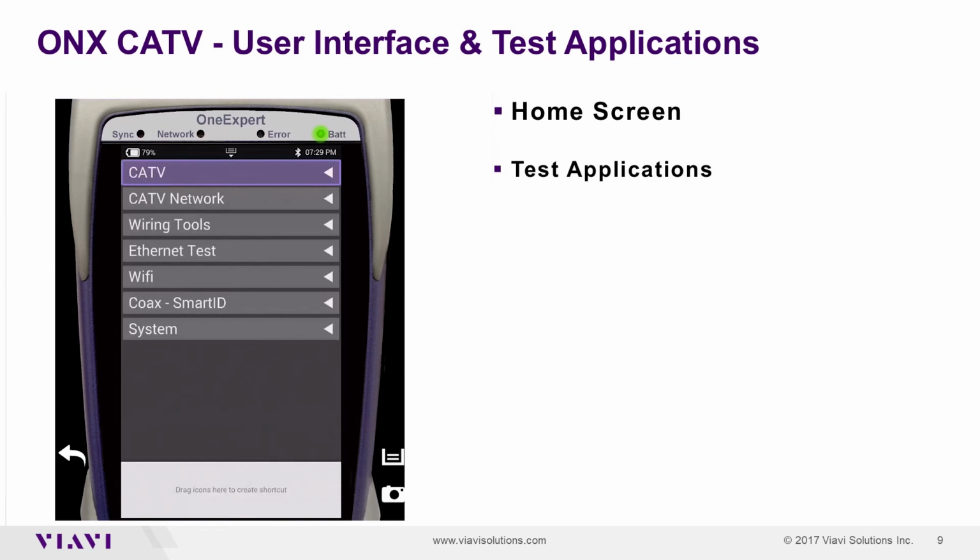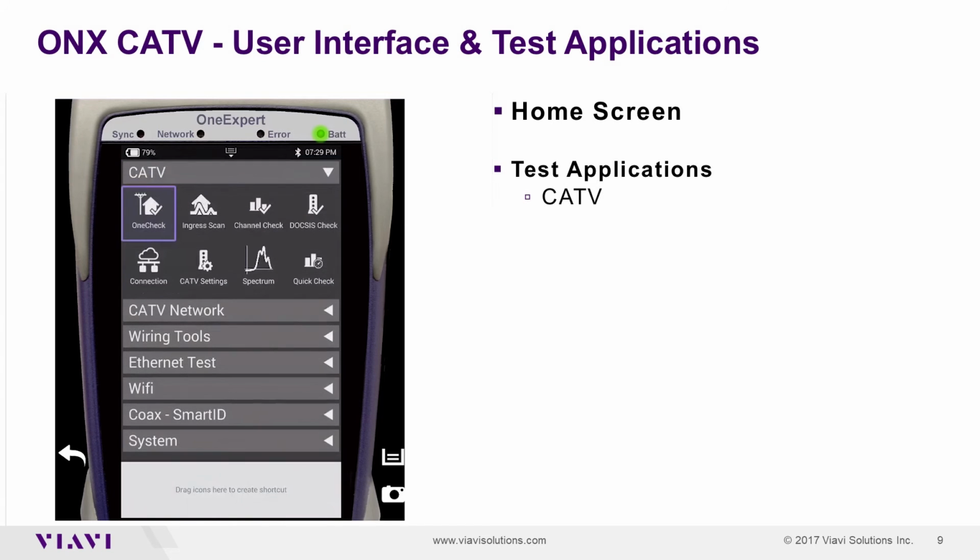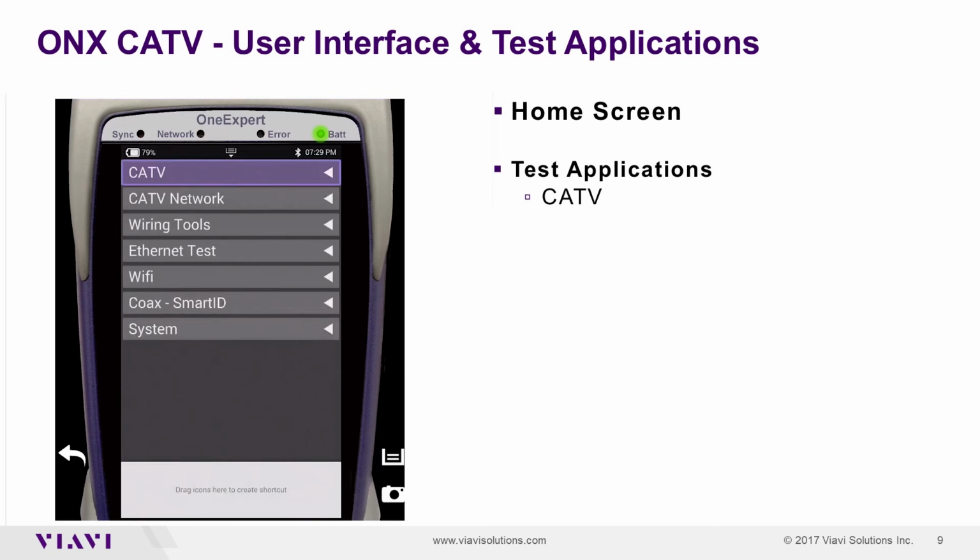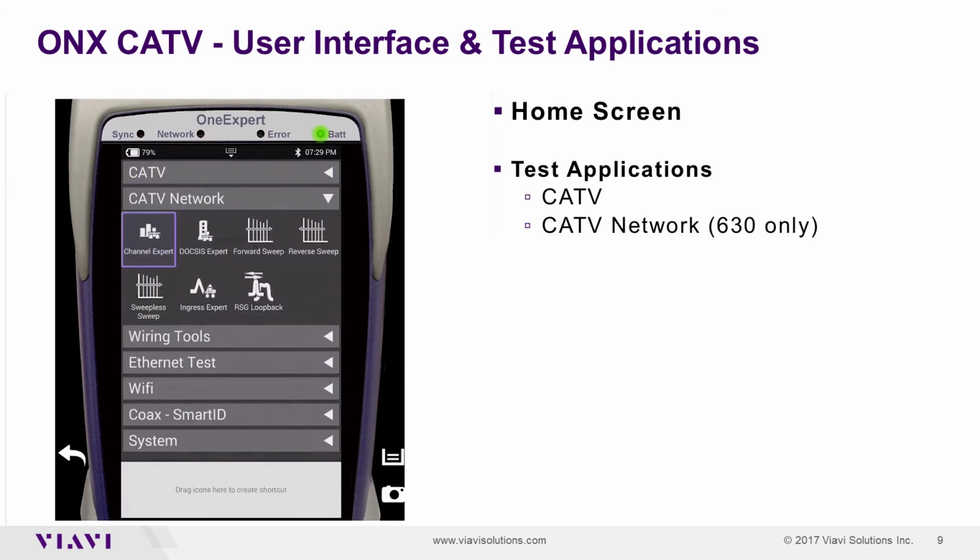Under the cable TV category, for example, you can select tests such as one check, ingress scan, channel check, DOCSIS check, cable TV settings, spectrum, quick check, and connections. Under the cable TV network menu category, you can select channel expert, DOCSIS expert, forward sweep, reverse sweep, sweepless sweep, ingress expert, and RSG loopback. The CATV network category is only available on the ONX 630 model.